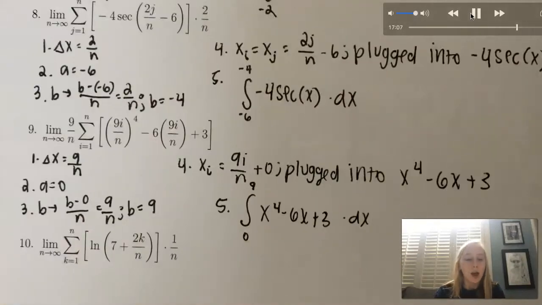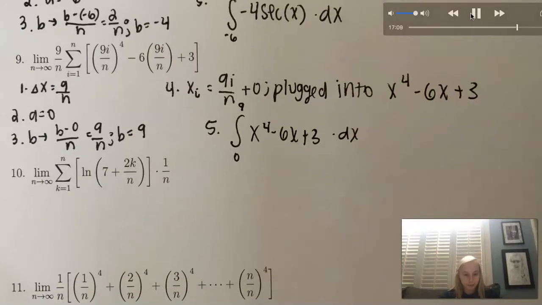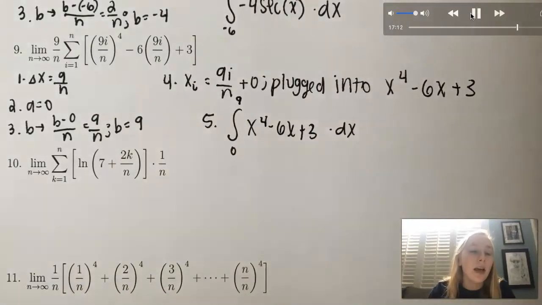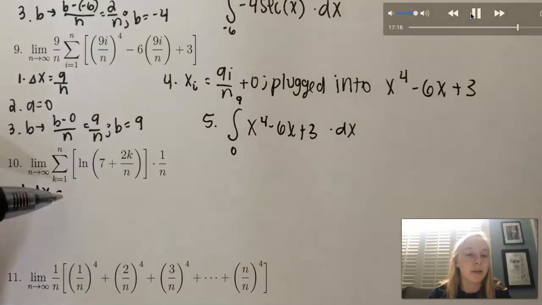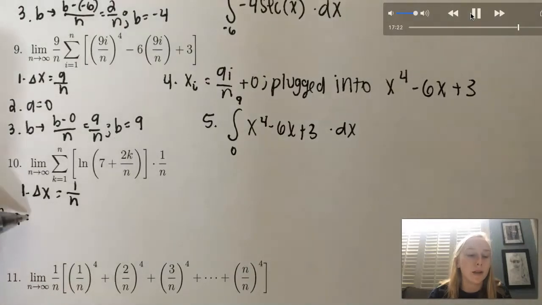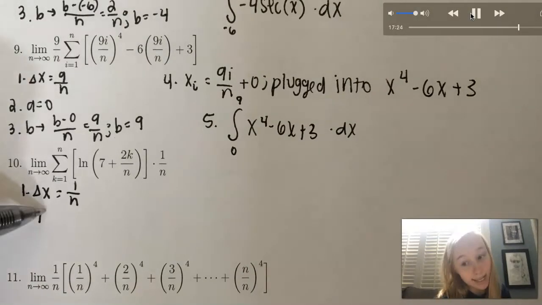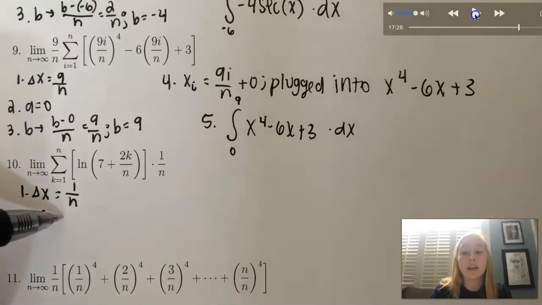Cool. All right, number 10. In this case, it uses k instead of i. Not a big deal, though. So delta x, as you can see, it's 1 over n. A is 7, or is it? A is actually not 7.